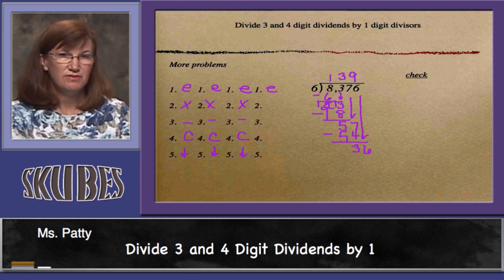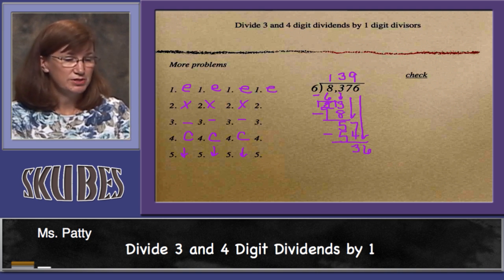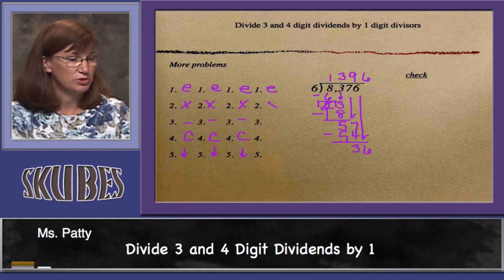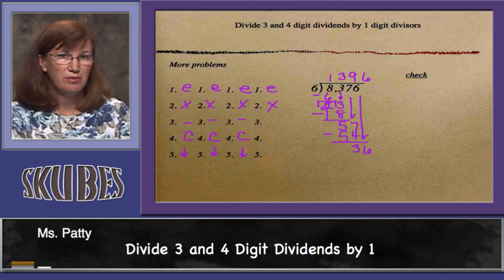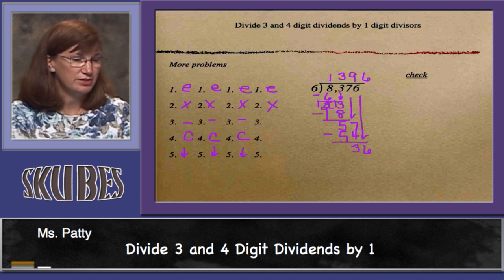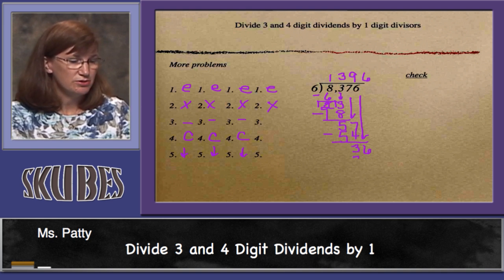Estimate. 36 divided by 6. If you know your times tables, and hopefully you do, you know the answer is 6. Let's multiply it out. Never leave a problem unfinished. Go ahead and finish all the way to the end. 6 times 6 is 36.